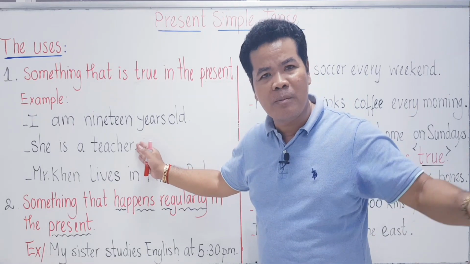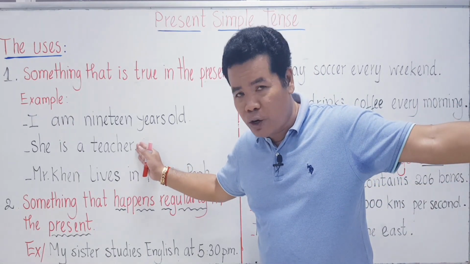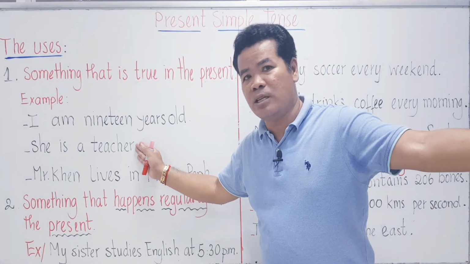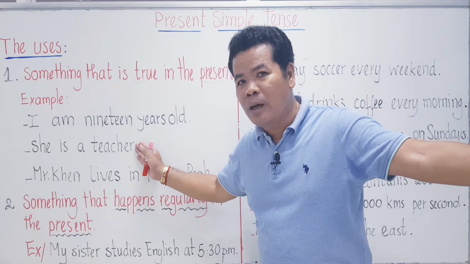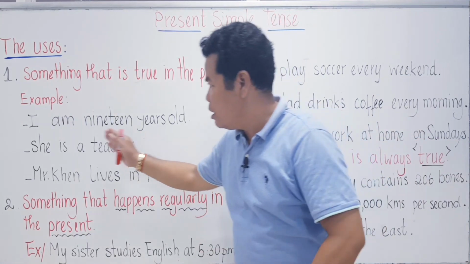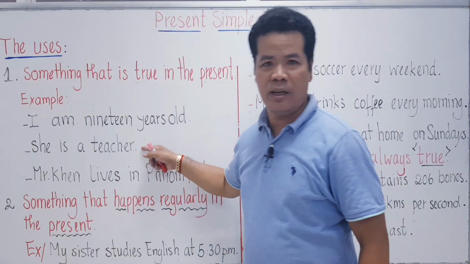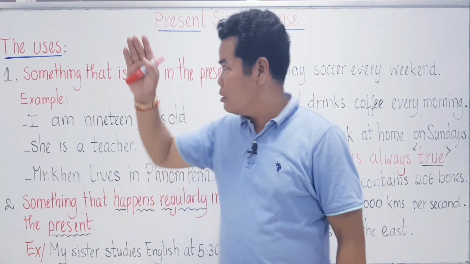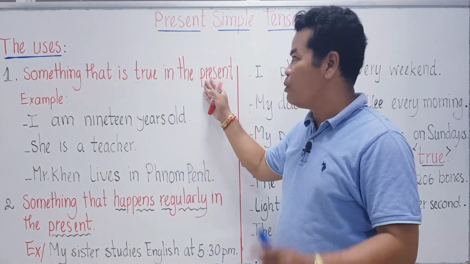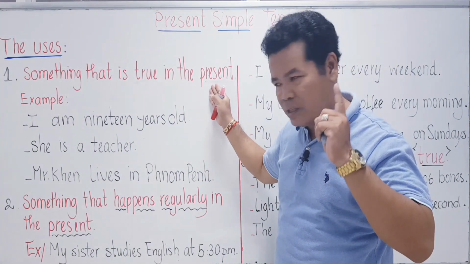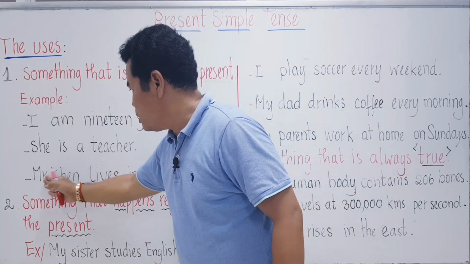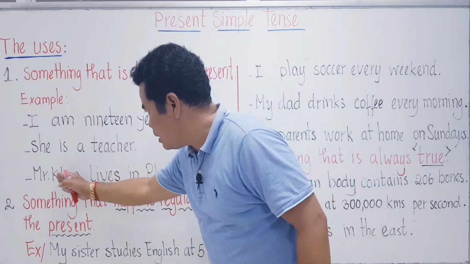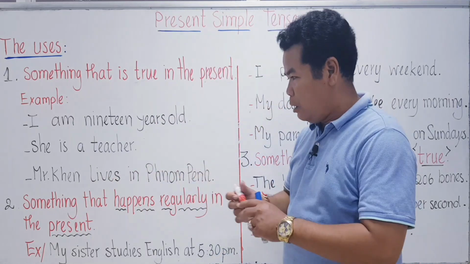We don't know about her job in the previous year. We don't know. She was a teacher, she was a nurse, she was a doctor, we don't know. But only at the present time, she is a teacher. So we use the present simple tense to talk about something that is true in the present. Think about the present. Another one, Mr. Kane lives in Phnom Penh.